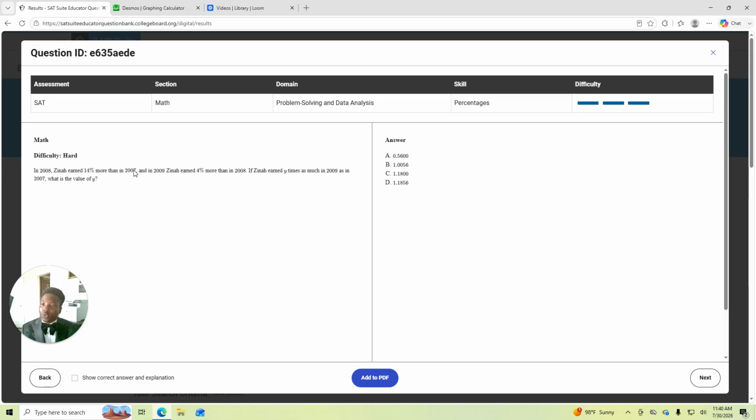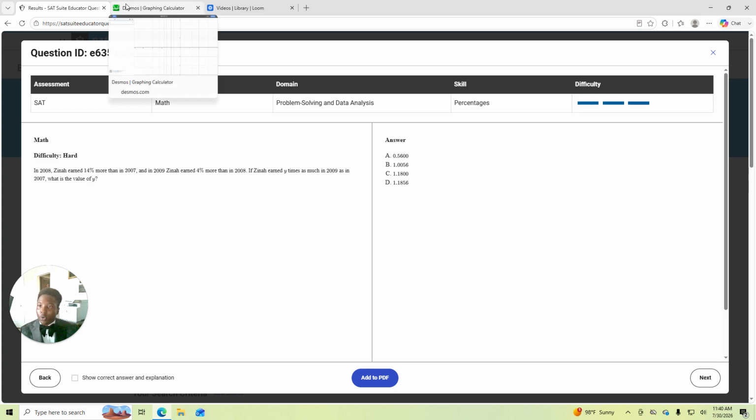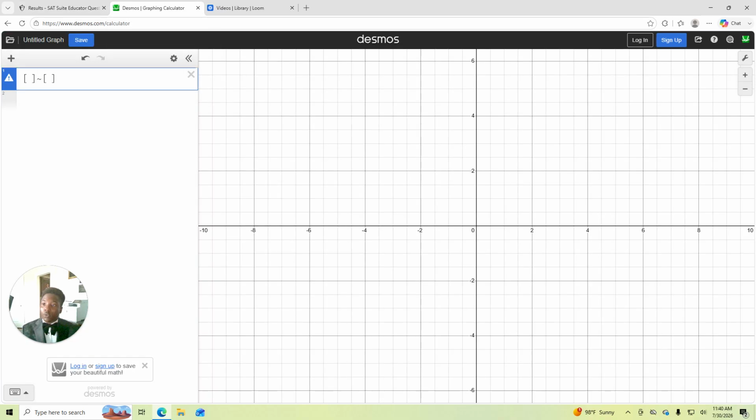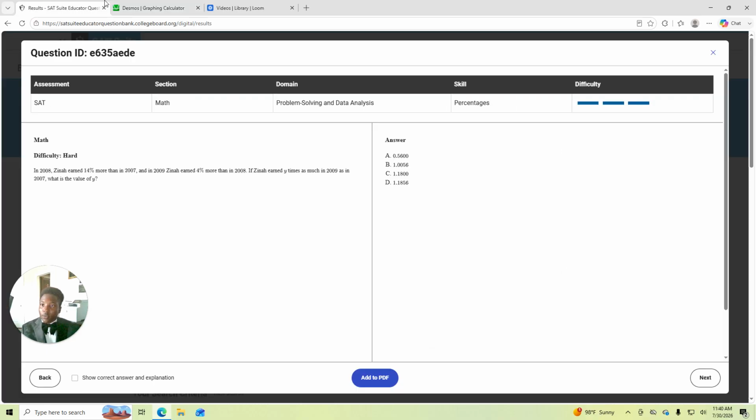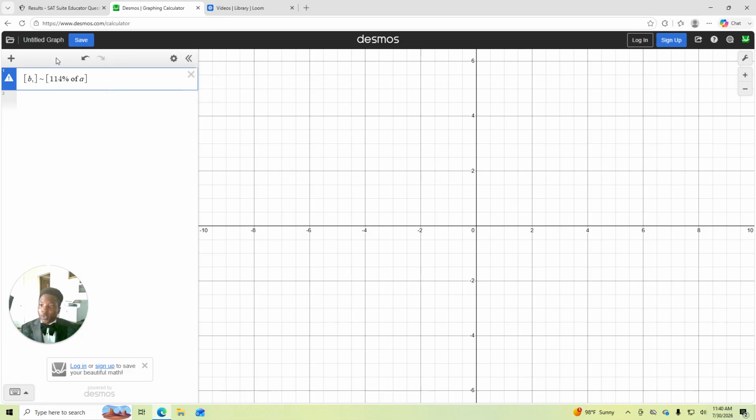I'm going to use 2007 as A, 2008 as B, and 2009 as C. So we got B is 14% more than 2007, and because it's more, we add a 1 to that when we convert it into decimals. So B is 114% of A. And then our next information is that in 2009 she had 4% more than she did in 2008. So C is 104% of B, because it's that 4% more, that 1 plus.